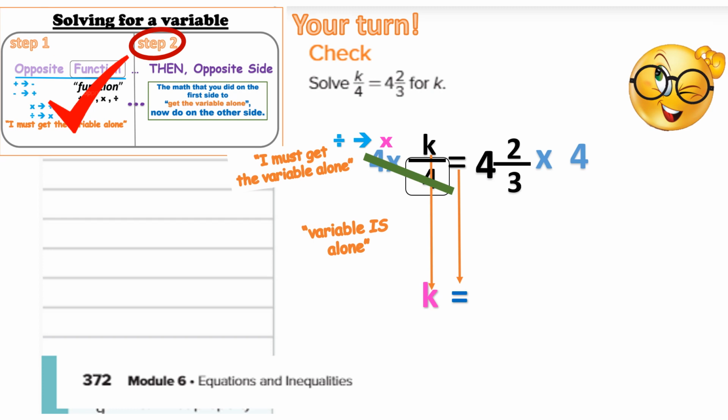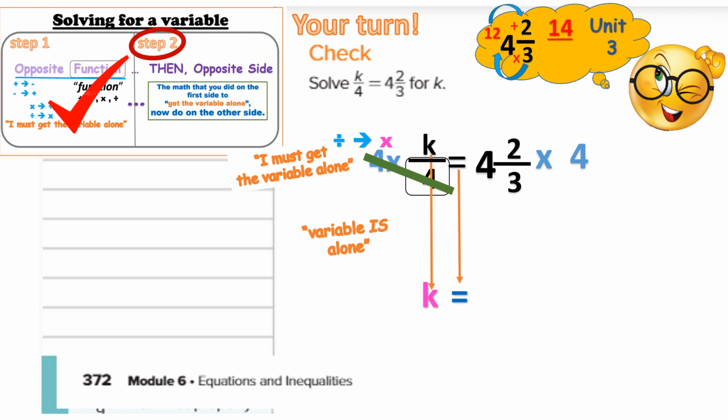Well, now I've got a mixed number and a fraction. Also in Unit 3, we talked about how we change a mixed number into an improper fraction. We start at the bottom, we multiply going clockwise. 3 times 4 is 12. Then we add. 12 plus 2 is going to be 14. I keep my denominator of 3. So we have to change that into 14/3. And now I have 14/3 times 4.